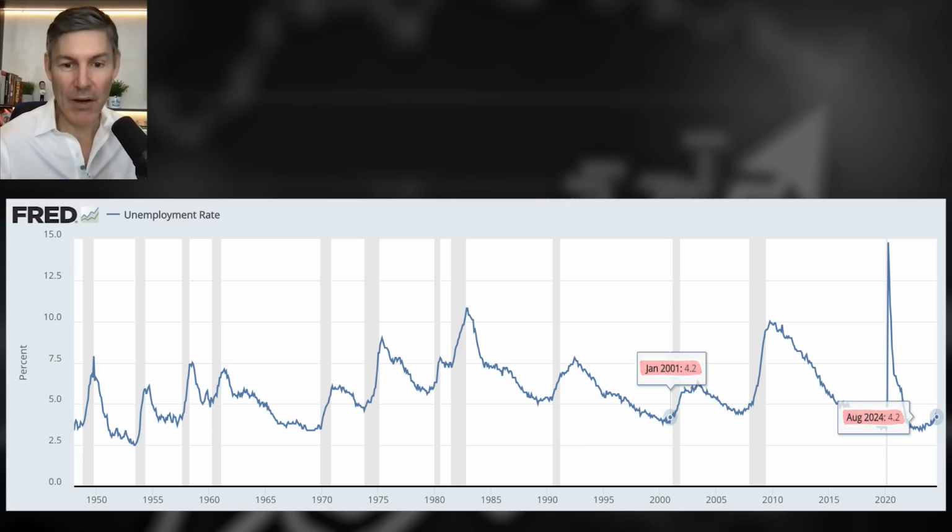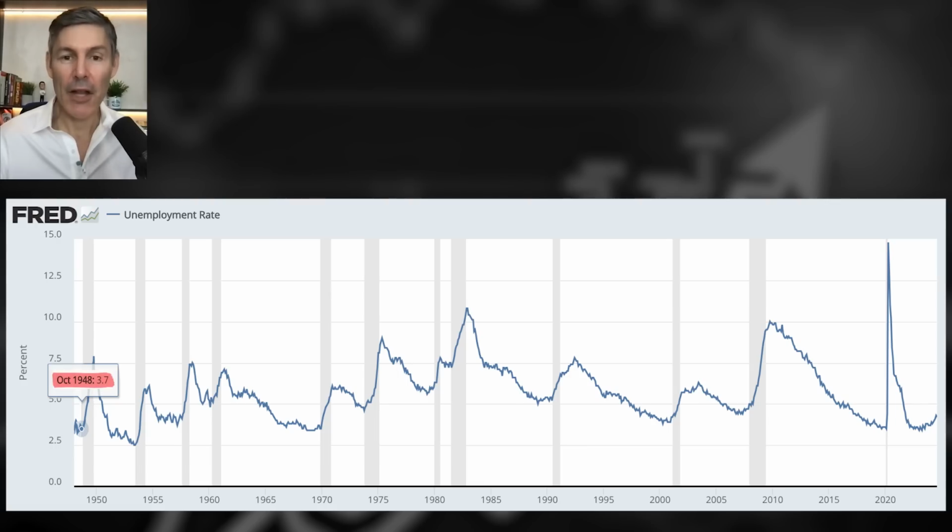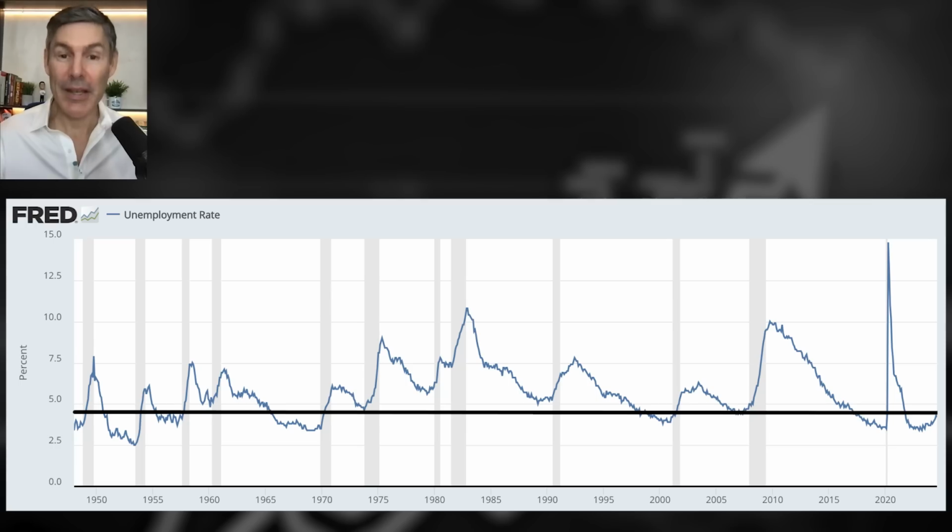But let's not stop there. Let's also go back to 1969. We see at the start of that recession, unemployment rate at 3.5%. Let's go back to 1957, 4.2%. In fact, prior to 1953's recession, we were at 2.6%. And then we go back even further to 1948, and we were at 3.7. In other words, there's probably just as many recessions, if not more, where the unemployment rate actually started near or less than where it is today.